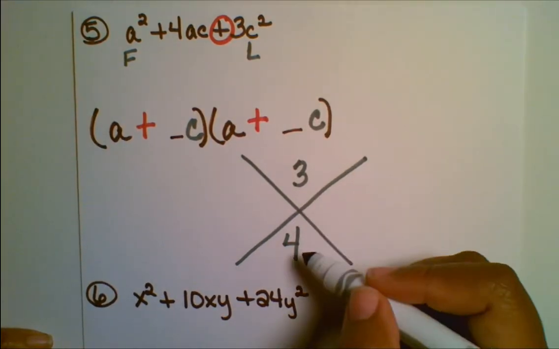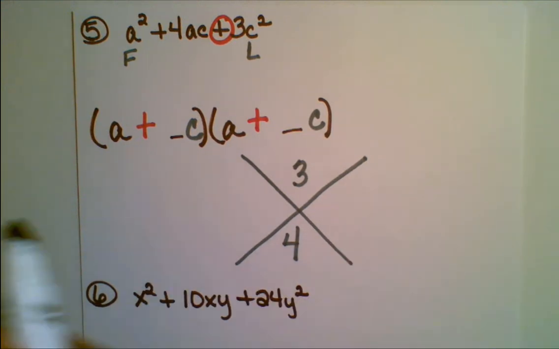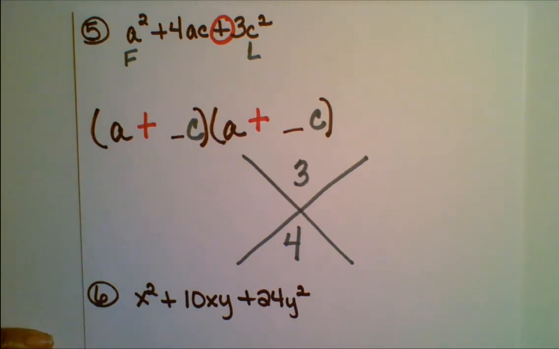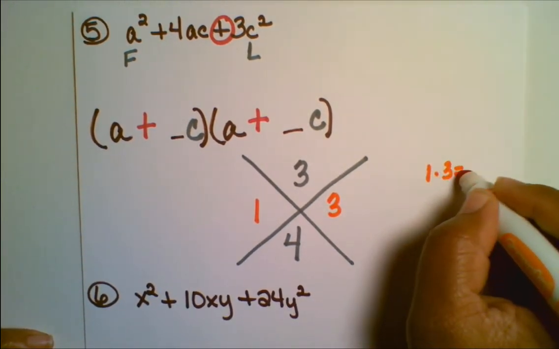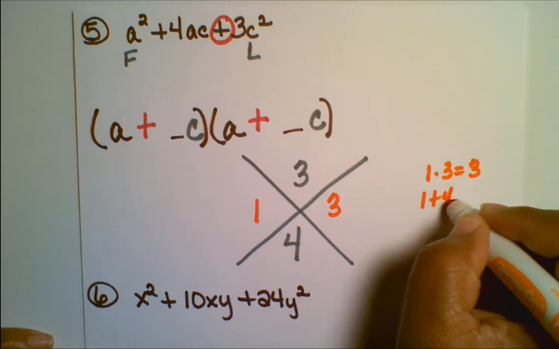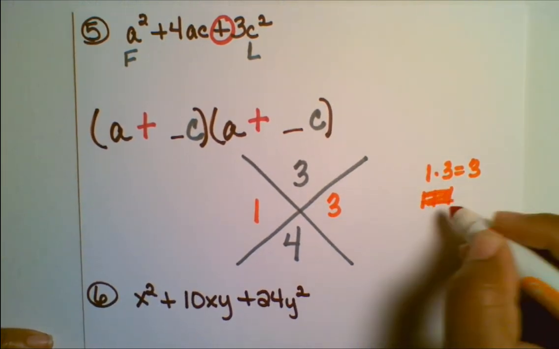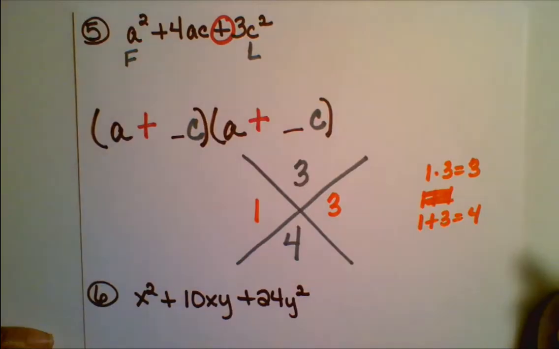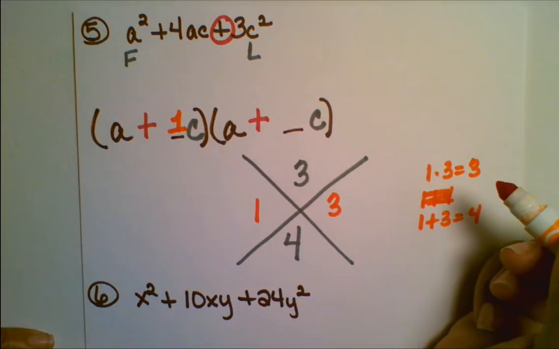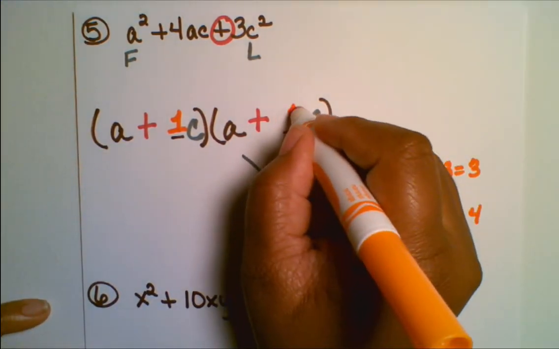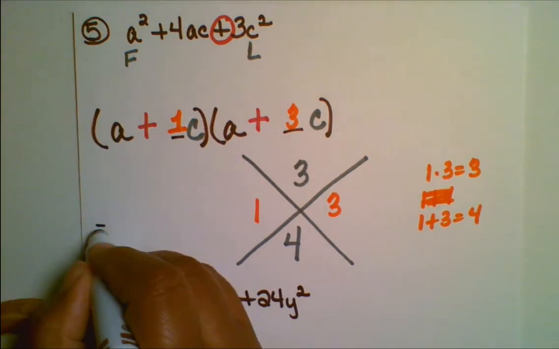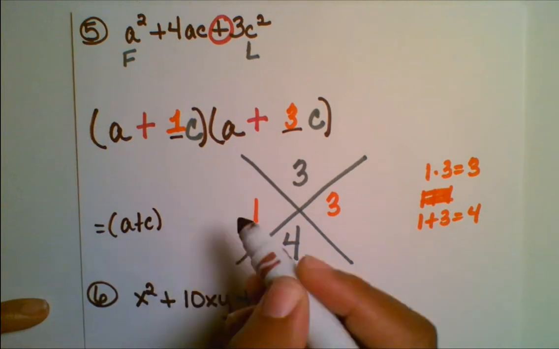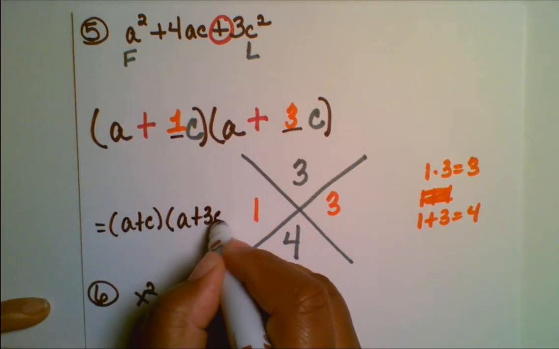And we did something like this. Actually, the example that was given, the very first one, where we had the variable r. Well, factors of 3, 1 and 3. So we have 1 times 3 is 3, but 1 plus 3 gives us 4. So the factors we're going to use are 1 and 3. So our answer is a plus c times a plus 3c.